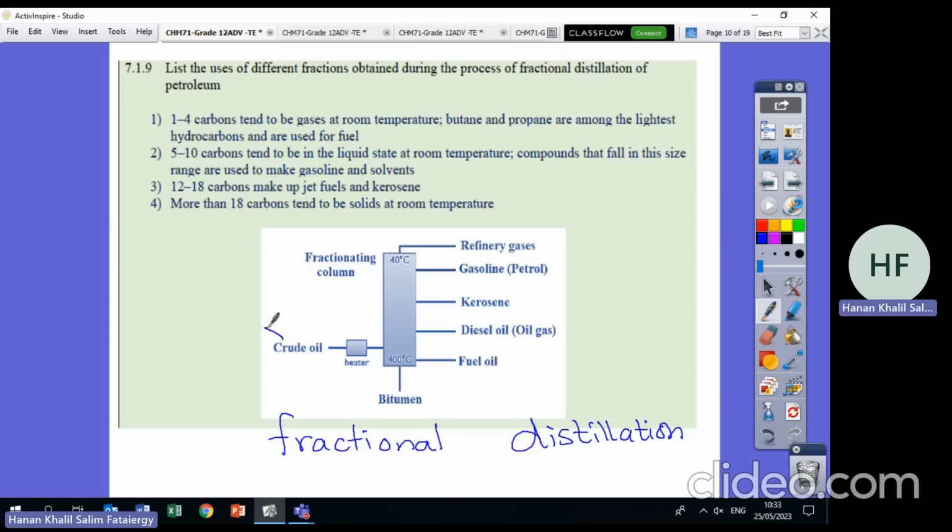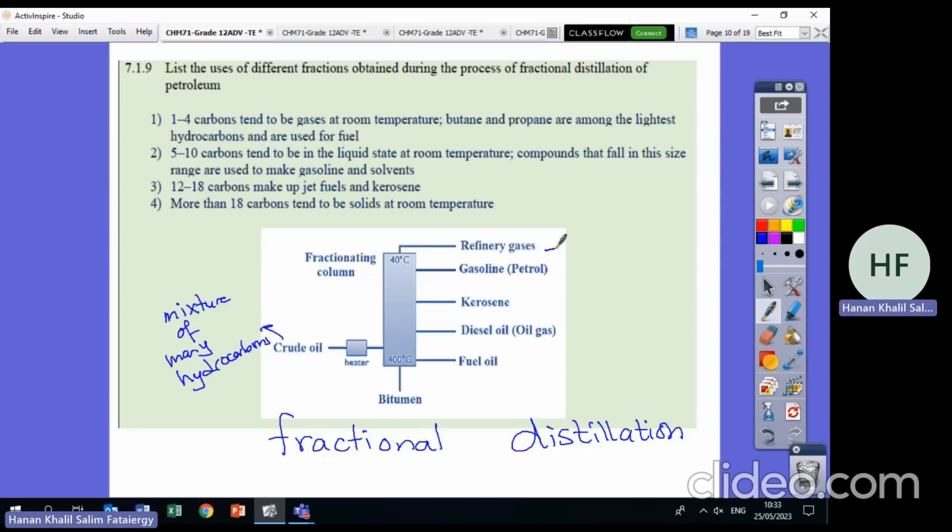Okay, why do we use it? You know that crude oil is a mixture of many hydrocarbons. Okay, I want to separate each hydrocarbon alone. How do I do it? I do it by a process called fractional distillation. I boil the crude oil. The first one that reaches its boiling point will go here, it will be collected. So the first one boils at 40 degrees Celsius.